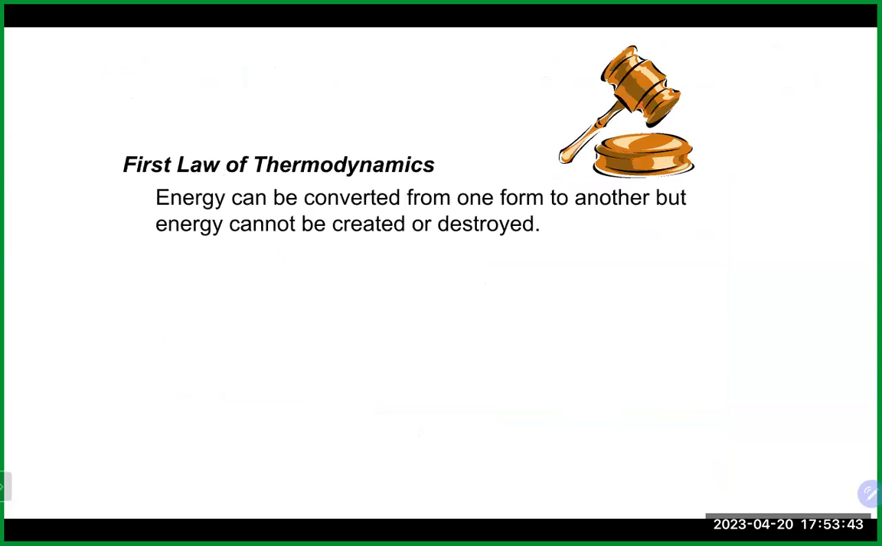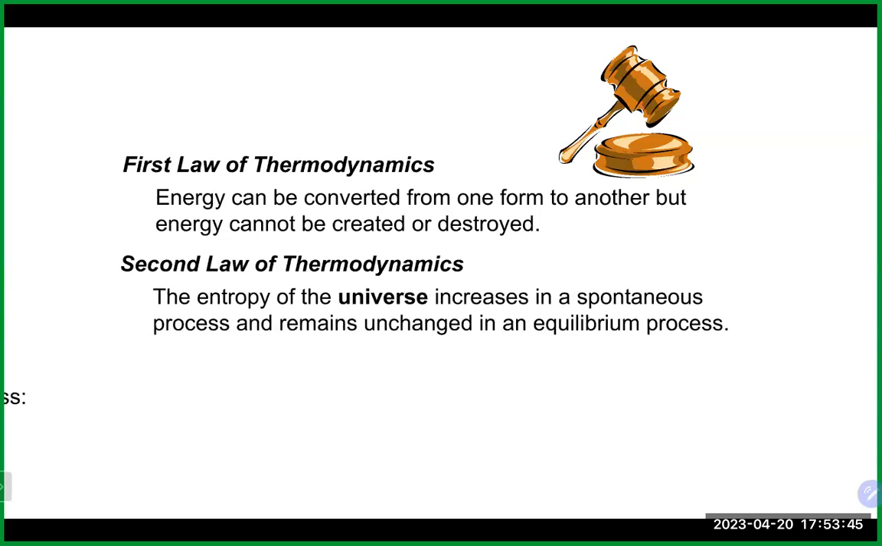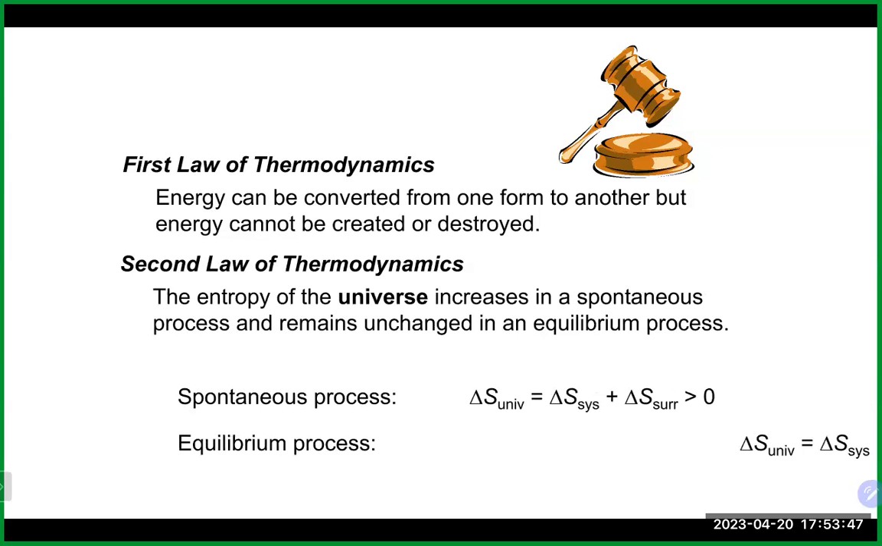So when we look at entropy, which is the second law of thermodynamics, the first law is what we were talking about with the conservation of energy, which is that energy cannot be created nor destroyed, but can be transformed from one place to the next. The second law of thermodynamics is that the entropy of the universe is increasing in a spontaneous process and remains unchanged in an equilibrium process.